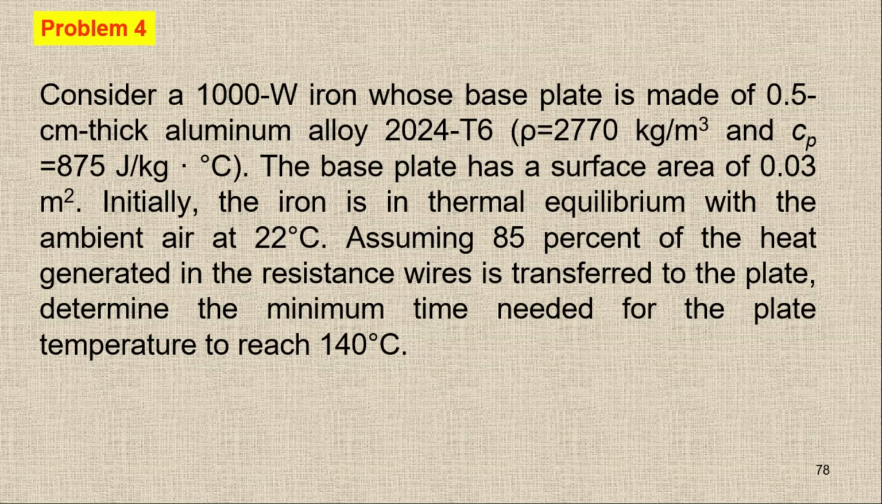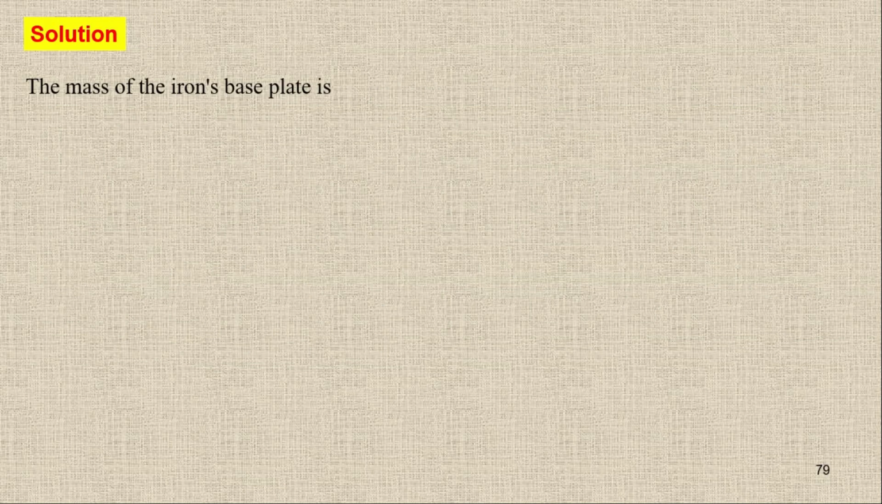Now you have to determine the minimum time needed for the plate temperature to reach 140 degrees Celsius from 22 degrees Celsius. Initially we have a 22 degrees Celsius temperature, and then we have to maintain a 140 degree Celsius temperature of the plate, and in this question we have to find the time. So normally for such questions, first of all we have to find the mass of the plate, because in the question the mass is not given, volume is given and area is given.